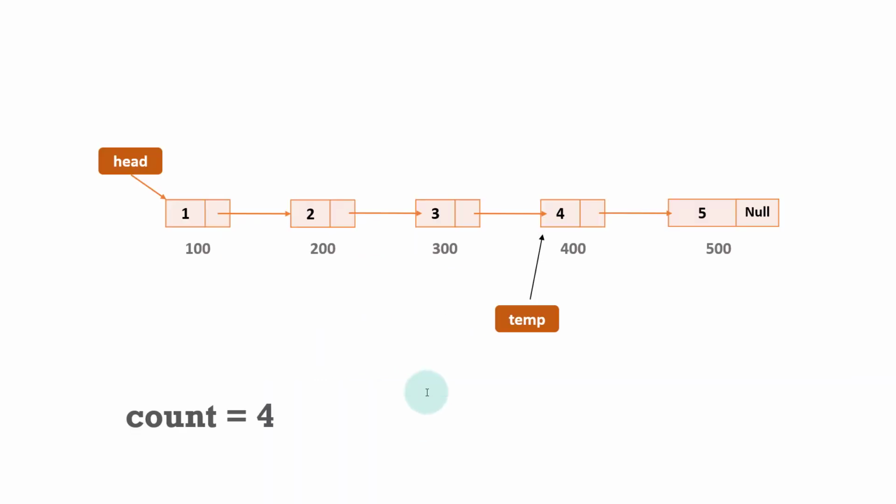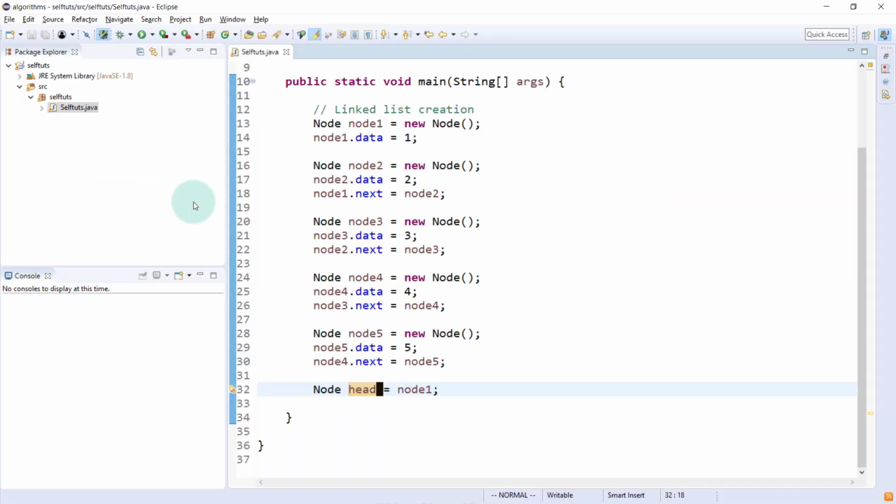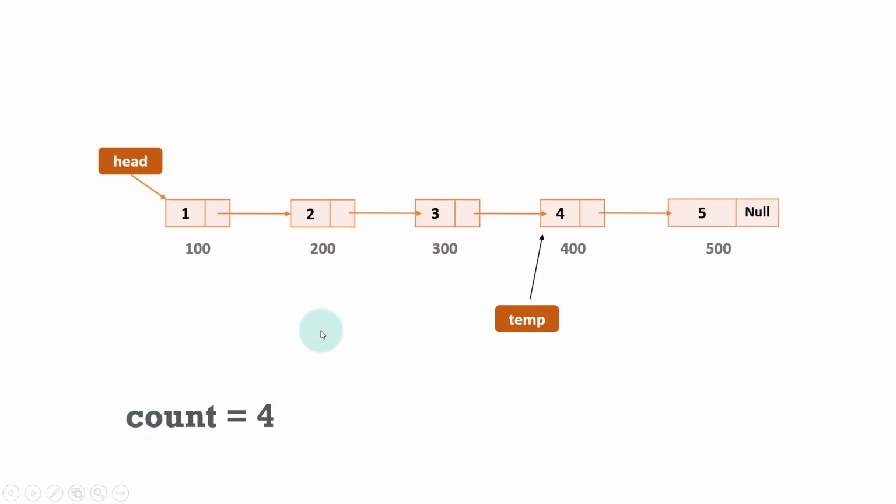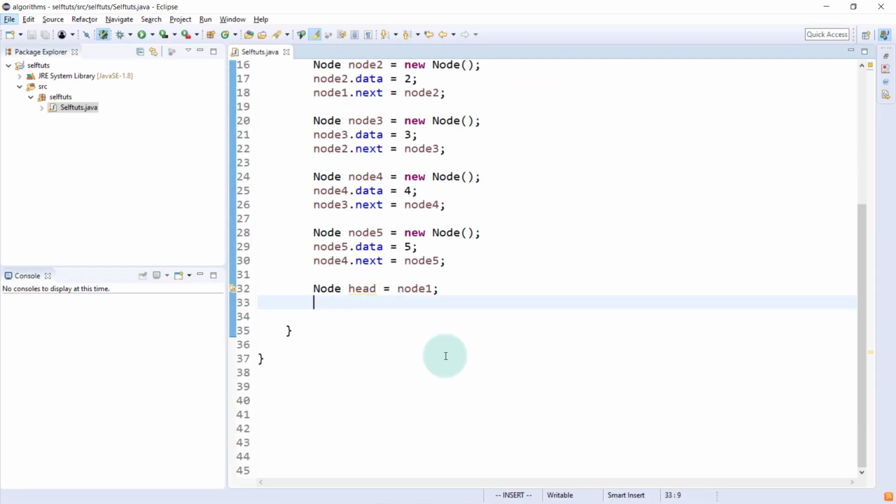It is pointing to our node 1. So this node head is pointing to our node 1. So what we need to do, we need to traverse the loop and we need to maintain a count variable so that we can increase the count and finally we can get the length of linked list. So the first thing that we need to do here is we need to create a method find length which will accept the head node and then it will return the number of nodes or the length of linked list.